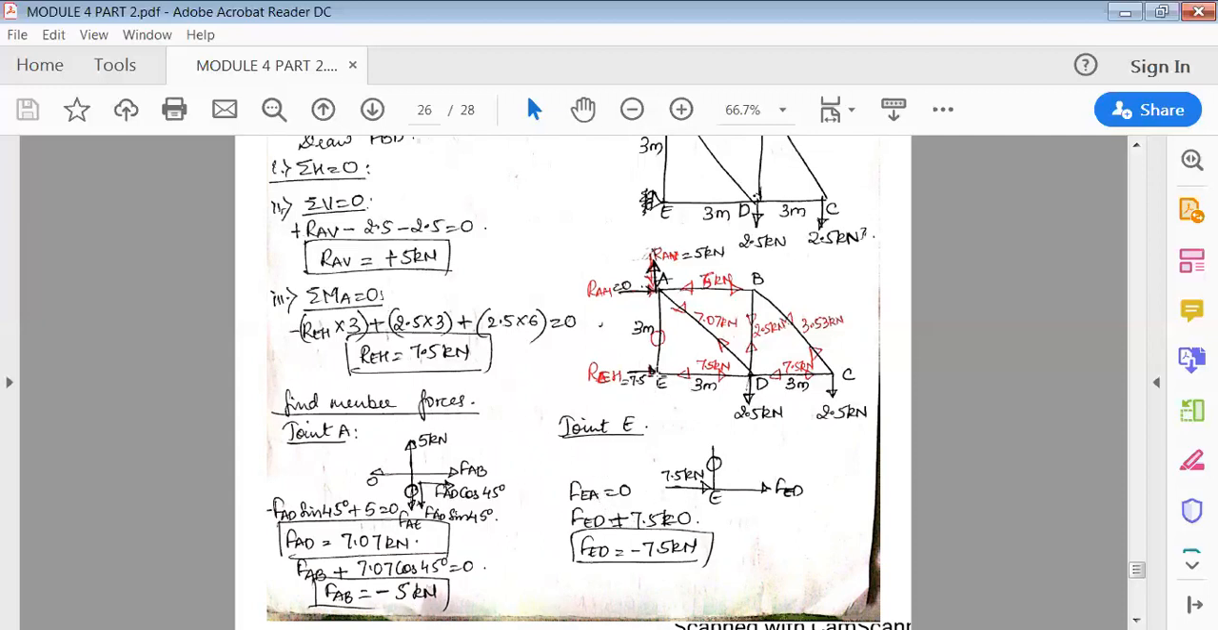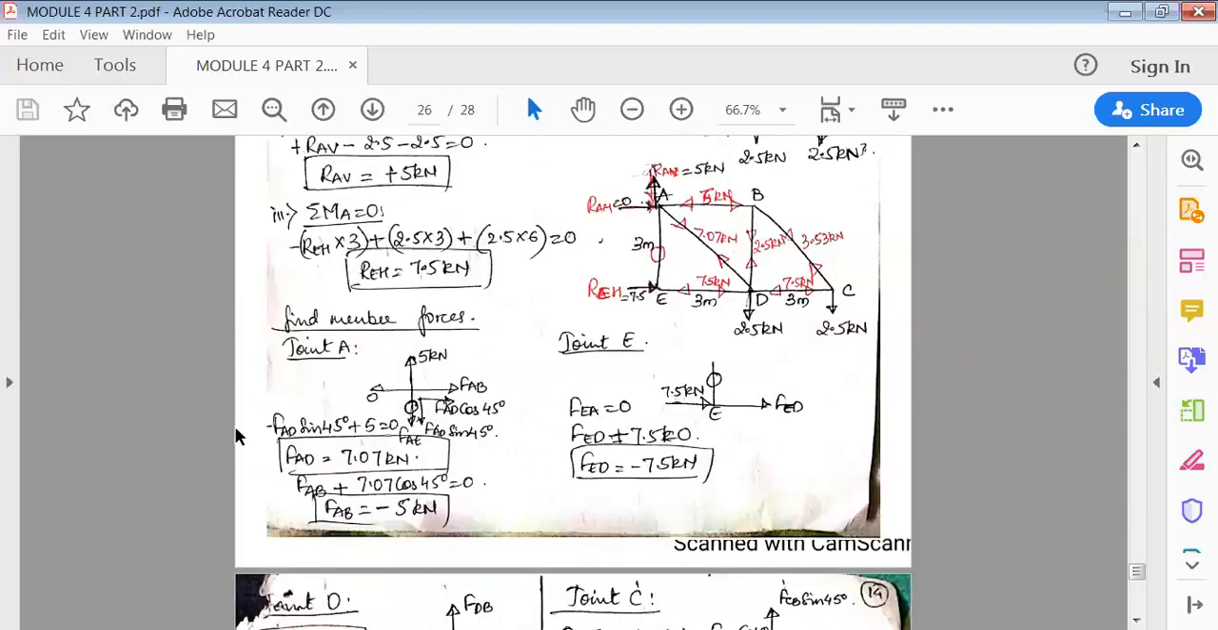Okay, draw the FBD here. So it is 7.5. Here also, this member will be 0. That is summation H is equal to 0, that is REH, that is 7.5, plus FED. So FED is equal to minus 7.5. Minus 7.5 means compression towards the point. Okay. So once you find this, next find out joint A.